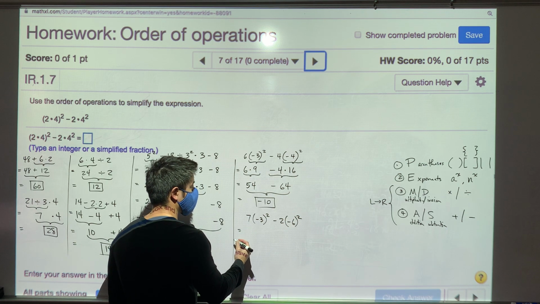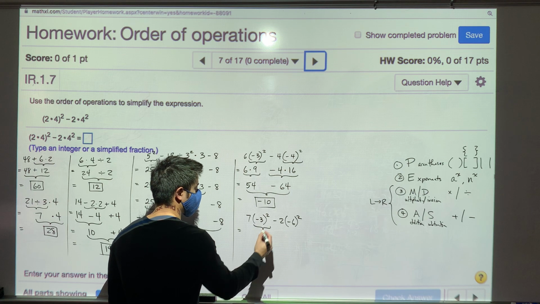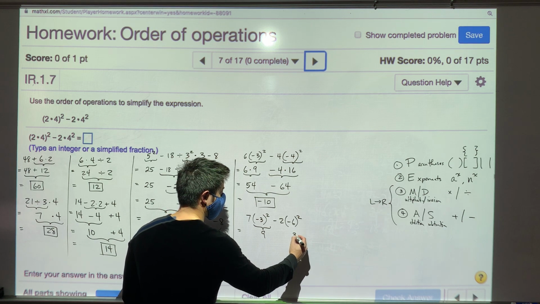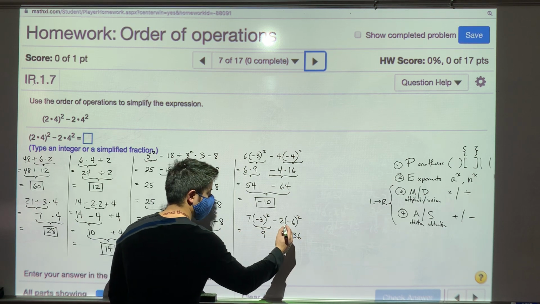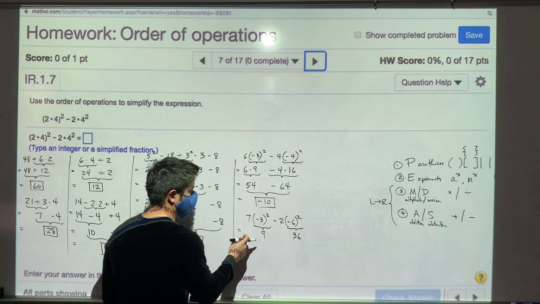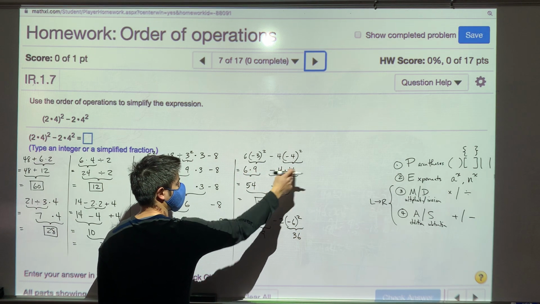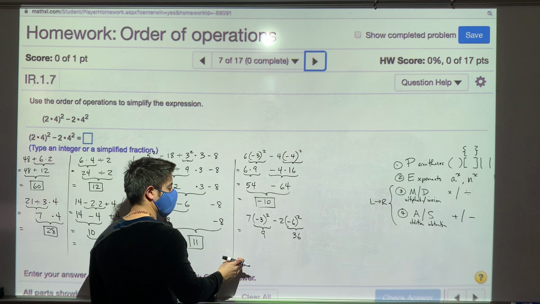7 times negative 3 squared minus 2 times negative 6 squared. Okay. Tell me your first line of work. I did the negative 3 squared. Good. What'd you get? 9. Good. And then negative 6 squared, which is? 36. Okay. Tell me exactly how this reads left to right. Like I would say that 6 times 9 minus 4 times 16. Tell me left to right what this looks like.